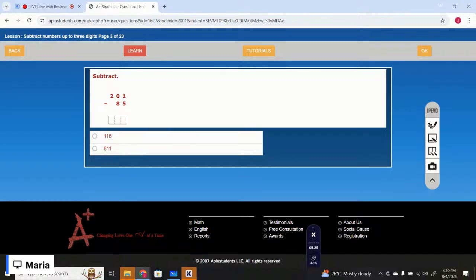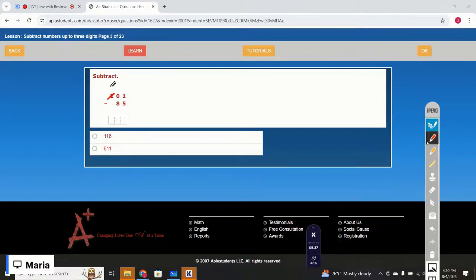201 minus 85. We cannot subtract 5 out of 1. We need to borrow 1. We cannot borrow 1 from here, so we can borrow 1 from here. Let's just make 10 here, and then again borrow 1 here. So we are left with 9 here and 11. 11 take away 5. 9 take away 8 is 1 and 1. That makes 116. Option number 1 is the correct option.